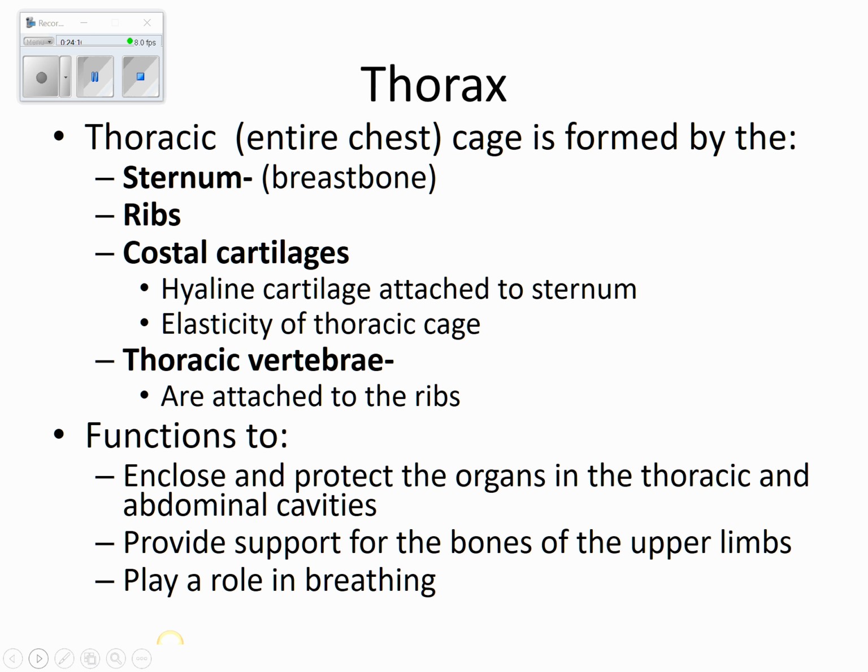So your entire thoracic chest cage is formed by the sternum, which is the breastbone, a flat, narrow bone, the ribs, and the costal cartilages. Costal cartilage is made of hyaline cartilage and is attached to the sternum, giving elasticity to the thoracic cage. You have the 12 thoracic vertebrae that articulate with the ribs. They function to enclose and protect the organs in the thoracic and abdominal cavities. They also provide support for the bones of the upper limbs, and they play a role in your breathing.